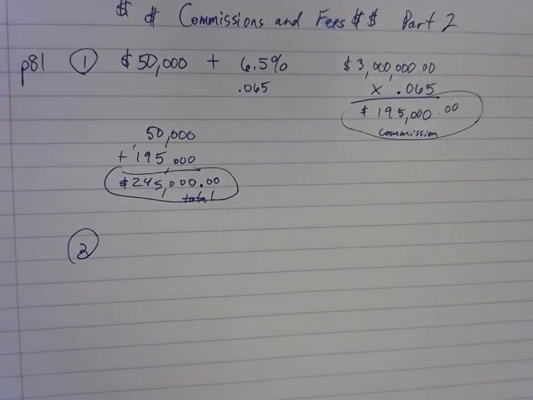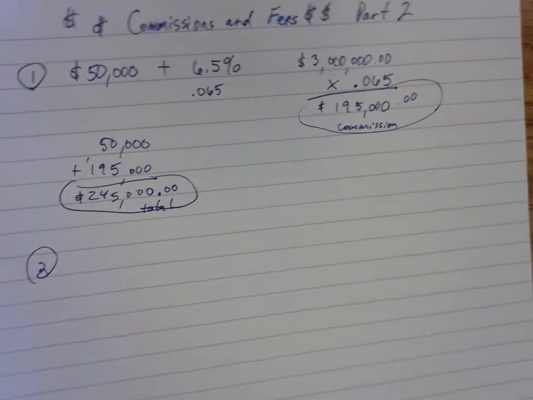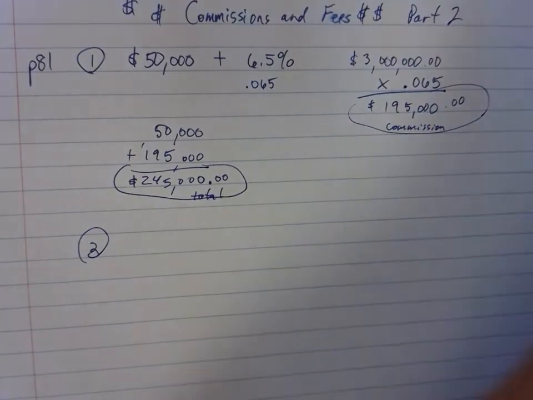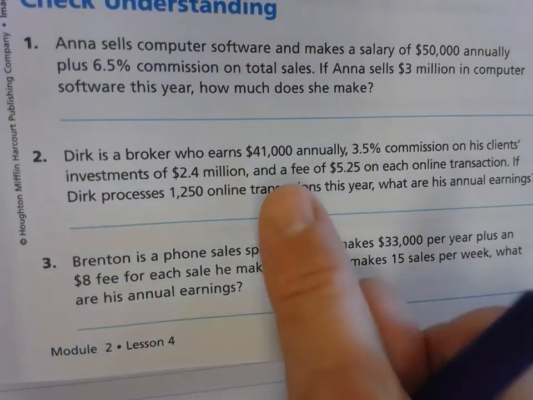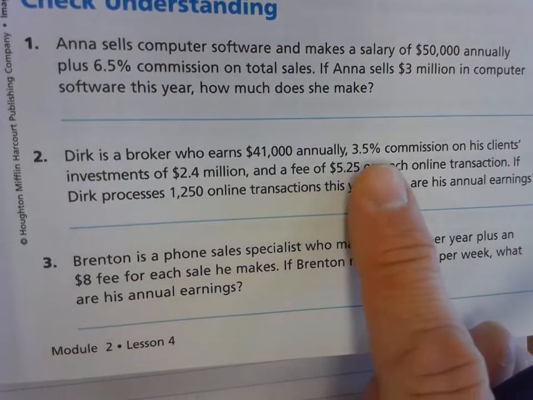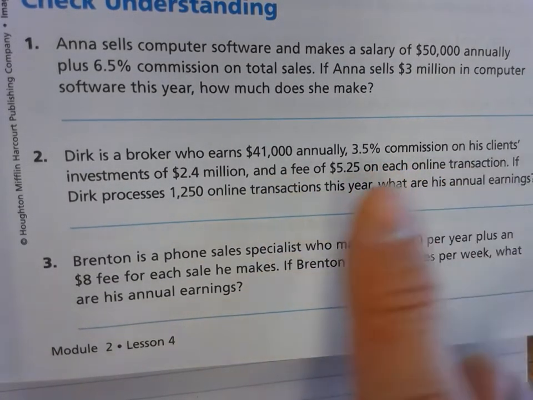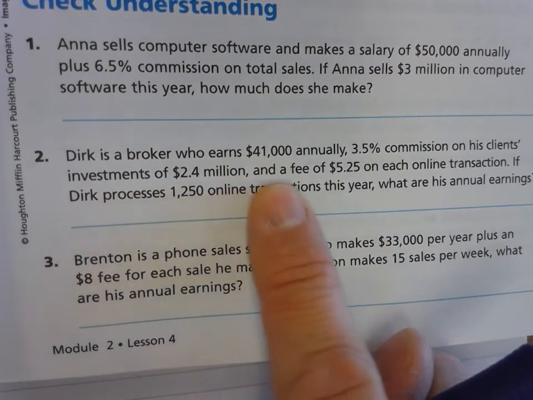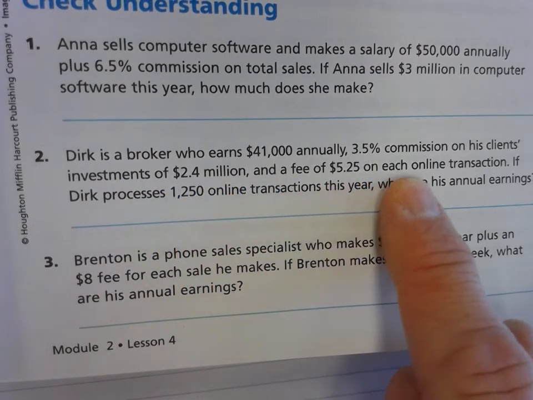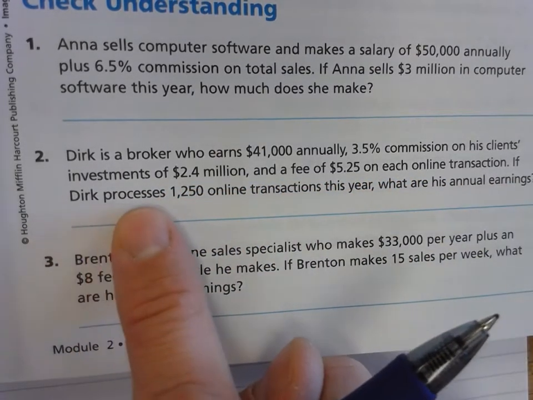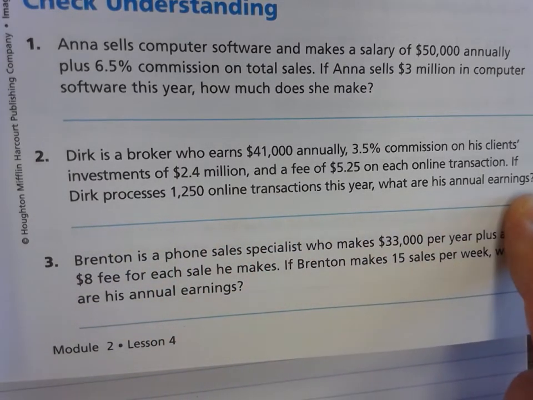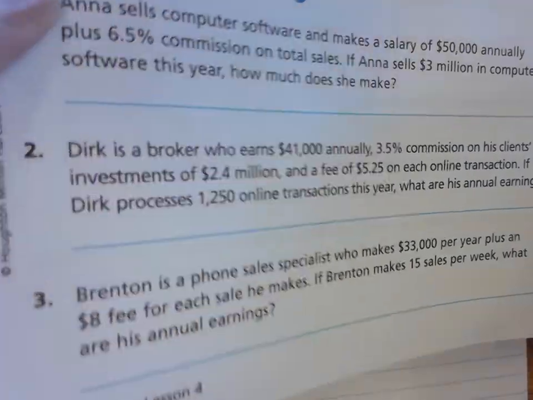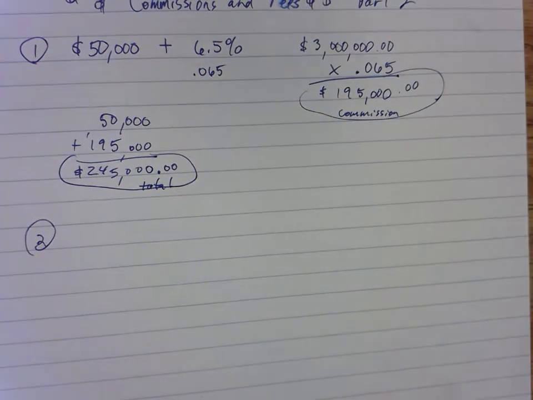Alright, next one is about Dirk. Let's see what it says about Dirk. It says Dirk is a broker. He earns $41,000 annually. He gets 3.5% on his clients' investments of $2.4 million. He gets a fee of $5.25 on each transaction. If Dirk processes 1,250 online transactions, what are his annual earnings? Alright, so we got about 3 different little things we're going to be doing for this one. So let's break this down for Dirk.